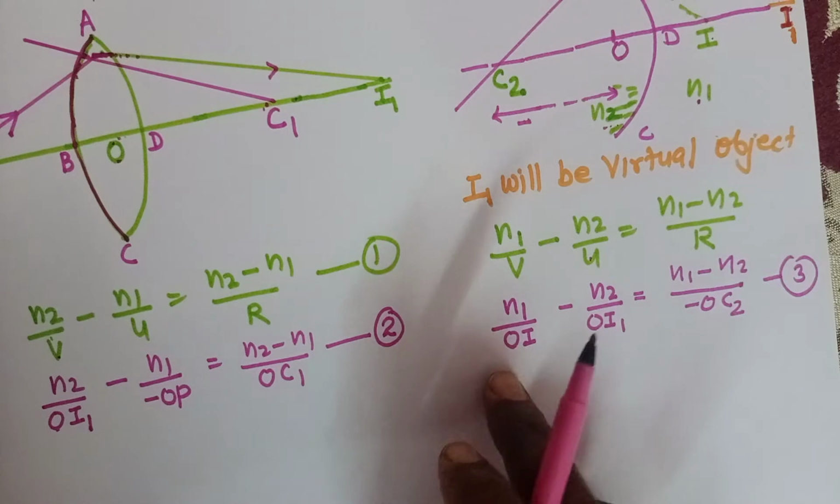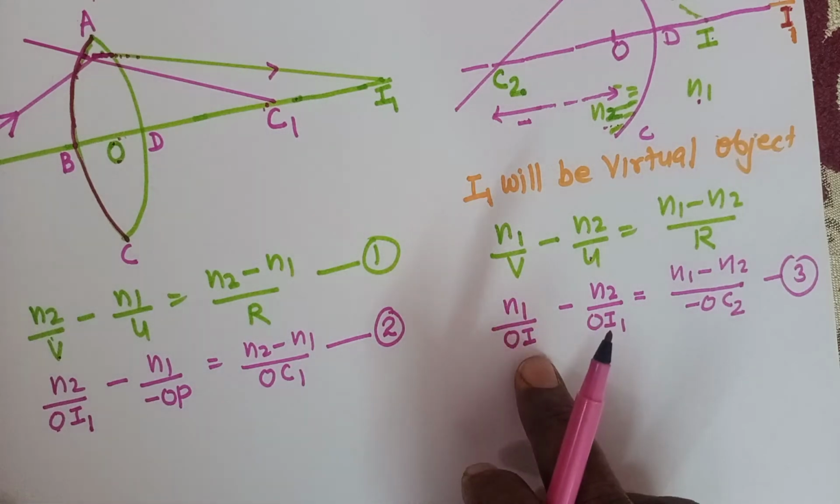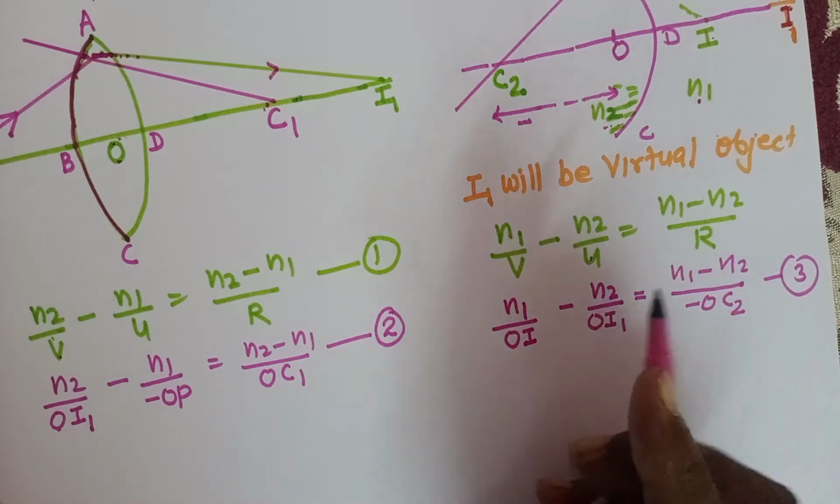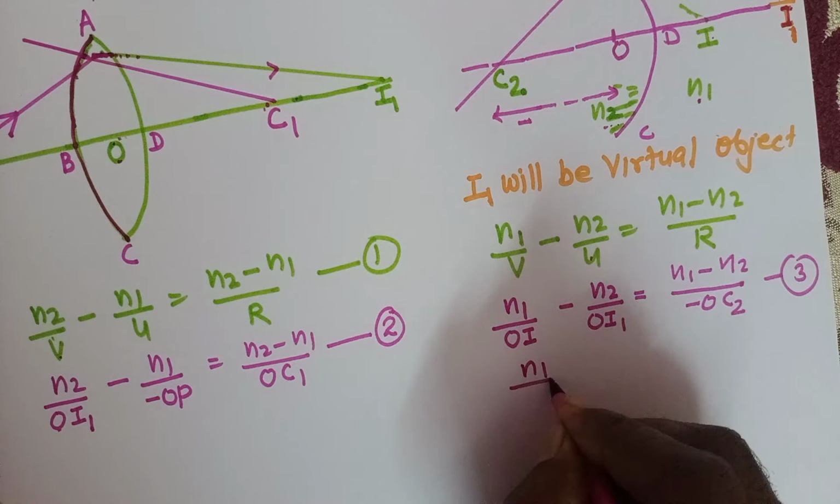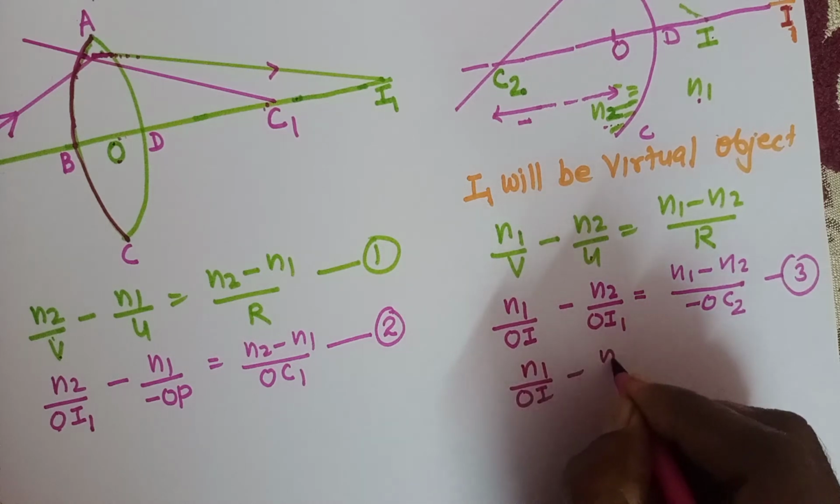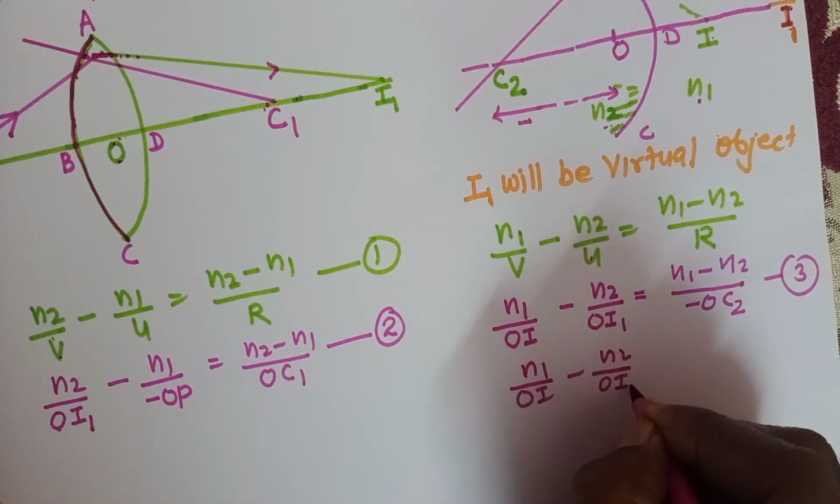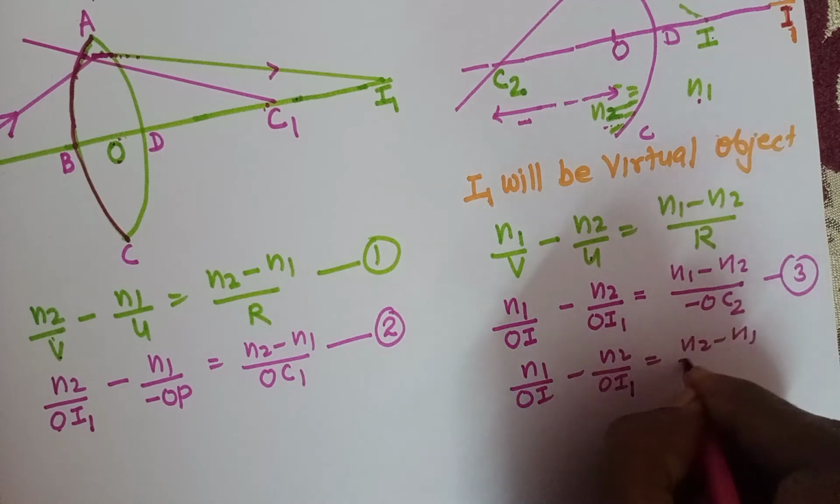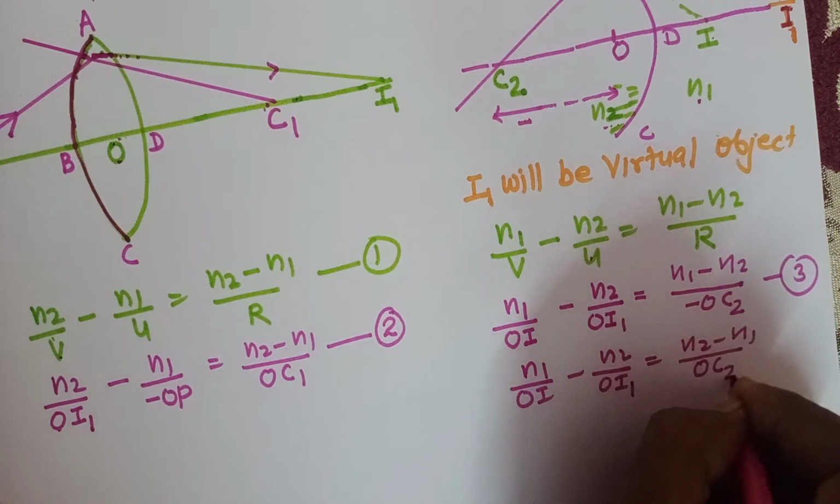N1 and N2 will change. Now, N1 by OI minus N2 by OI1 equals N1 minus N2. We can write this equation as N1 by OI minus N2 by OI1 equals N2 minus N1 by OC2.